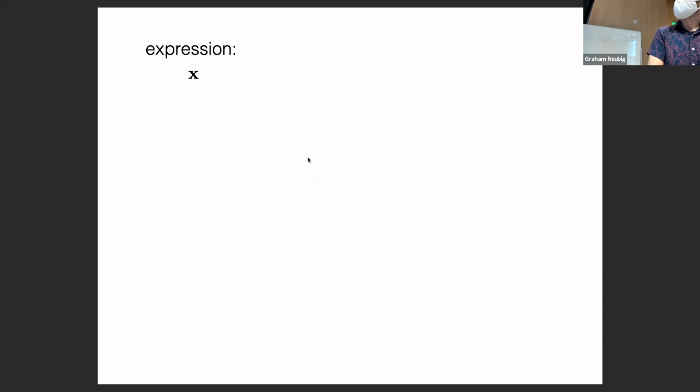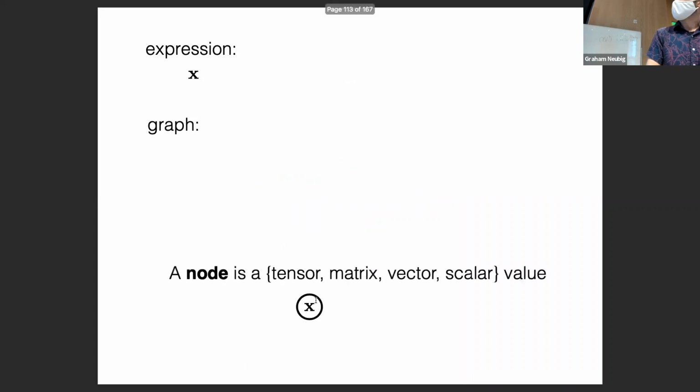To give an example, if we have an expression x, we have a graph x, where x corresponds to a node. This might be an input. And a node could be a tensor, a matrix, a vector, a scalar. A scalar is a single value. A vector is one dimension worth of values. A matrix, 2 dimensions. A tensor is any arbitrary number of dimensions.